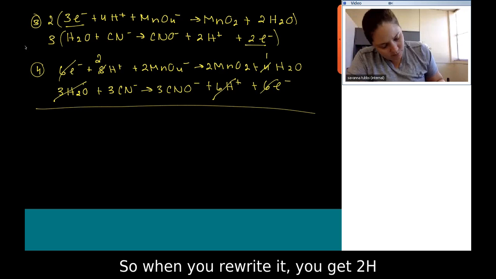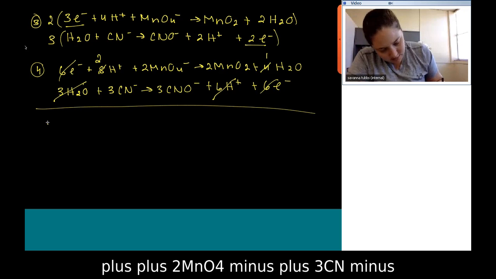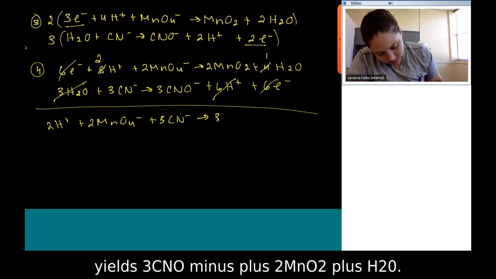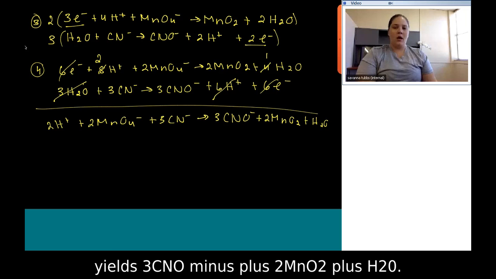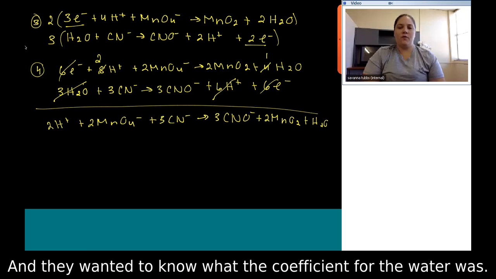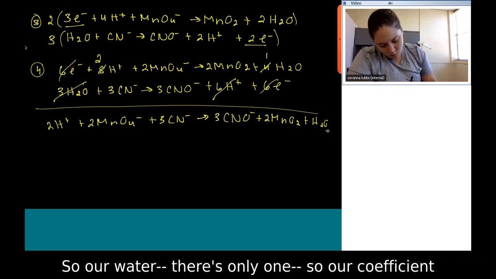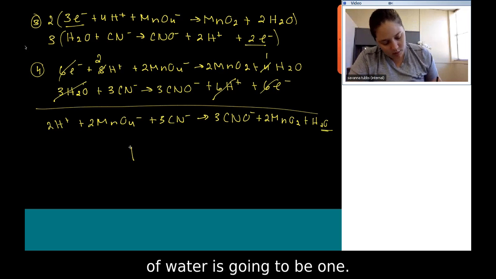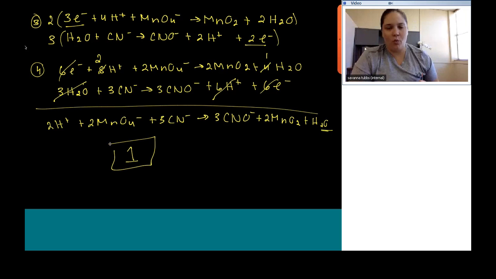So when you rewrite it, you get 2H plus plus 2MnO4 minus plus 3CN minus yields 3CNO minus plus 2MnO2 plus H2O. And they wanted to know what the coefficient for the water was. So our water, there's only one, so our coefficient of water is going to be 1.